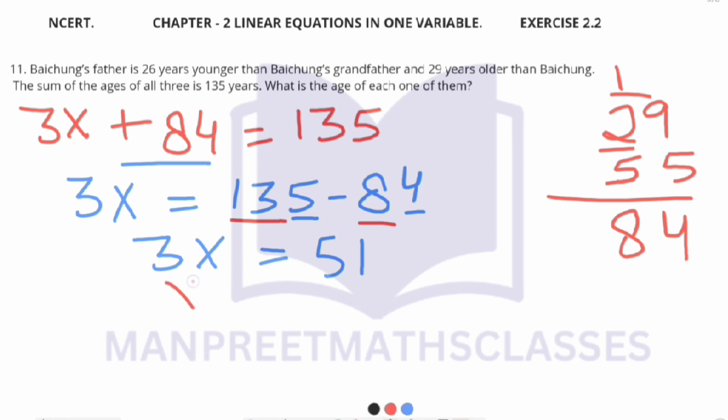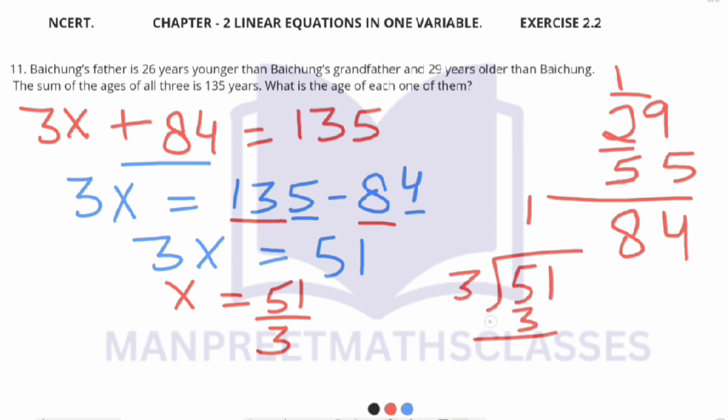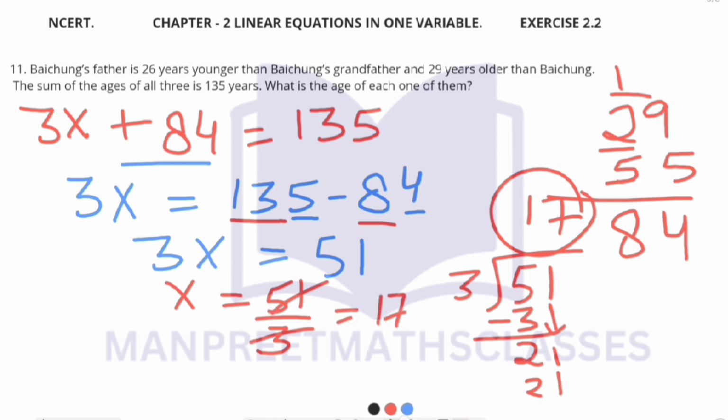Now 3 is in multiplication, so it will go in division. So 51 divided by 3. Now let's divide it. 3 ones are 3. 5 minus 3 gives us 2. 1 we will bring down. Now 3 sevens are 21. So it will be divided 17 times. So the value of x is 17. That is, the age of Baichung is 17.